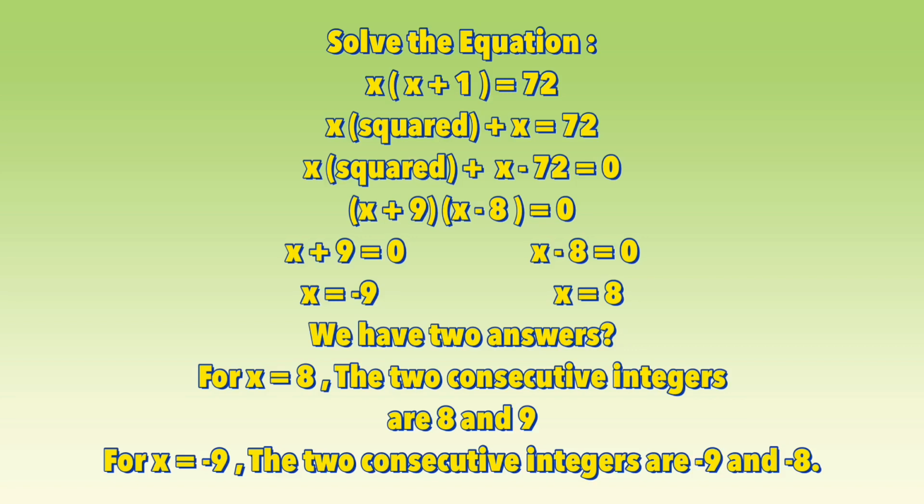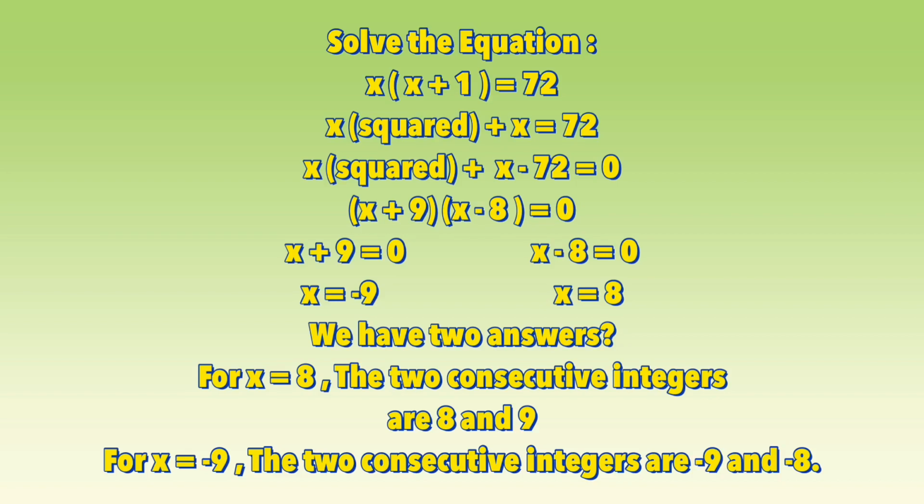Then x squared plus x, we cannot combine, so we're going to transpose negative 72 to the left side of the equation, equals 0. So the result now is a quadratic equation. Since it's a quadratic equation, we're going to solve this by factoring. So we have now x plus 9 times x minus 8 equals 0.